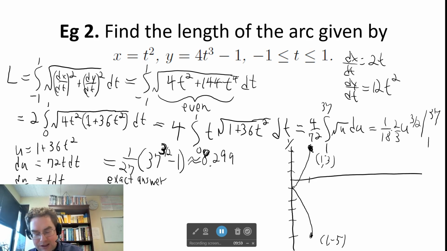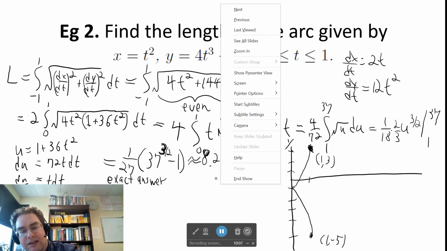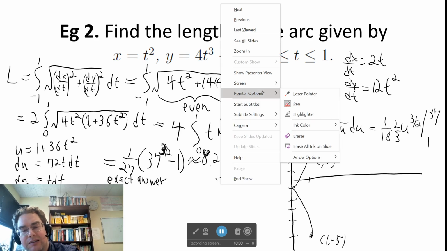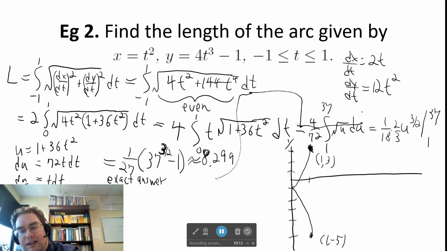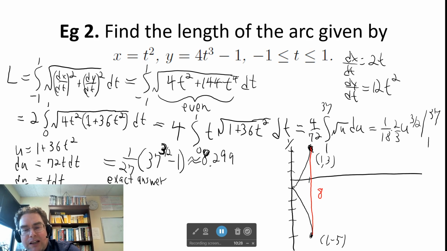Okay, so what would be reasonable here? What would be an estimate for this? Let's go to red. What we could do is just put a vertical line in here, and it's really easy to see that that vertical line has length 8. Now 8 is a decent estimate for the length of our curve.